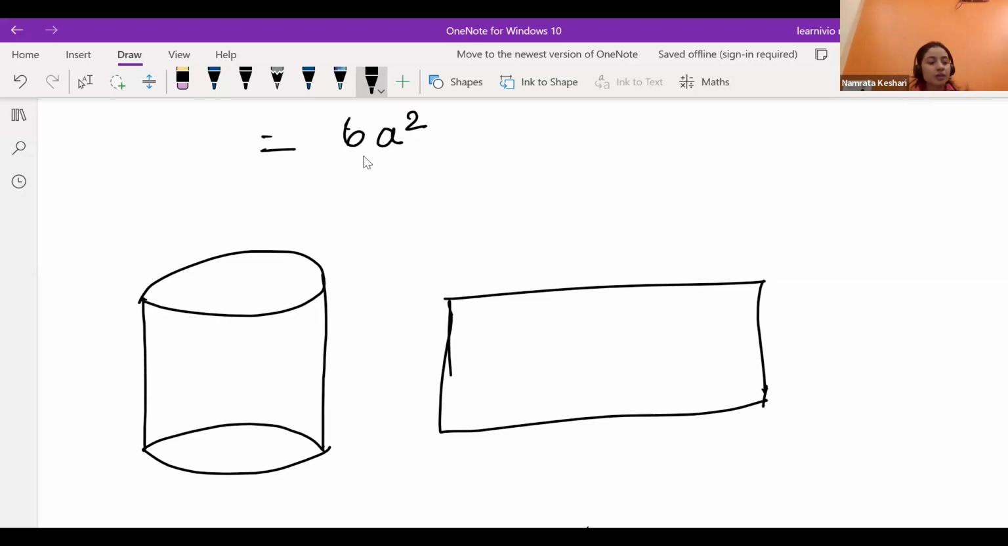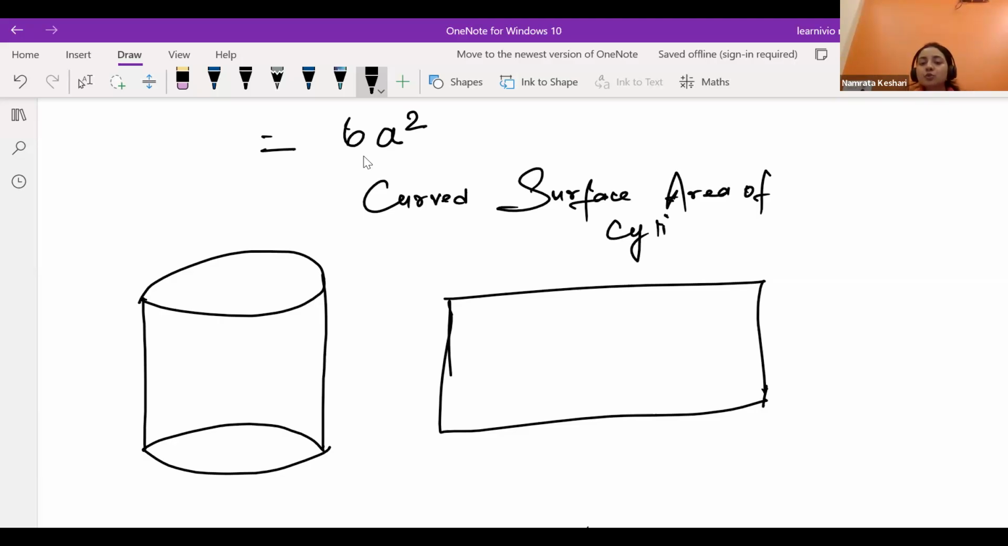Yes, ma'am. At first, we'll be talking about the curved surface area of the cylinder. Now only I have shown you that we can get the cylinder with the help of the rectangle. The rectangle must be having length, the rectangle must be having breadth. Now when I am taking this rectangular sheet and folding it to give it a shape of cylinder.